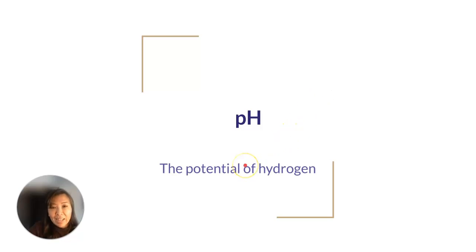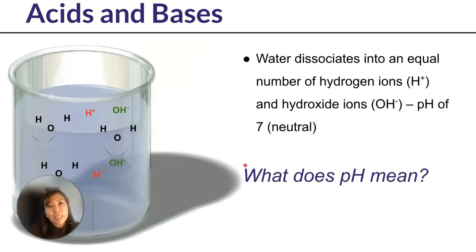Okay, let's move on to our last section of this chapter, which is on pH. So pH stands for the potential of hydrogen, and pH is actually a measure of the density of hydrogen ion in a substance, right? So if something has a lot of hydrogen ion in it, it tends to have a lower pH actually, and is considered acidic.